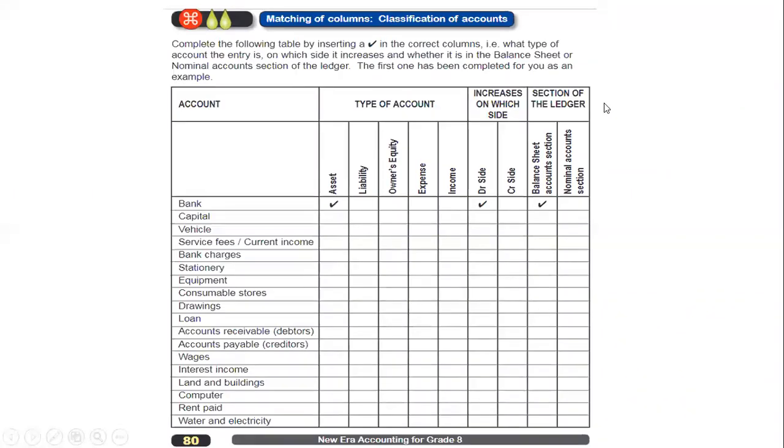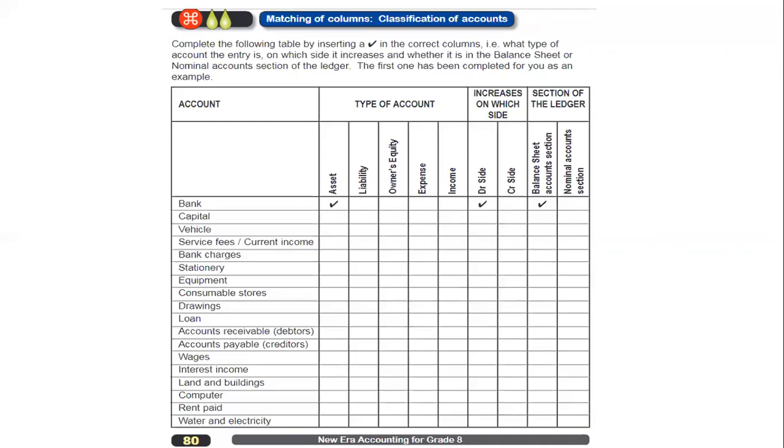You see that here, the activity, what you are required to do is complete the following table by inserting a tick in the correct columns. That is what type of account the entry is, on which side it increases, and whether it is in the balance sheet or nominal account section of the ledger. So the first one has been done for you, where we have got the bank there. You see that bank, it's an asset and it increases on the debit side, and you find it in the balance sheet section of the ledger.